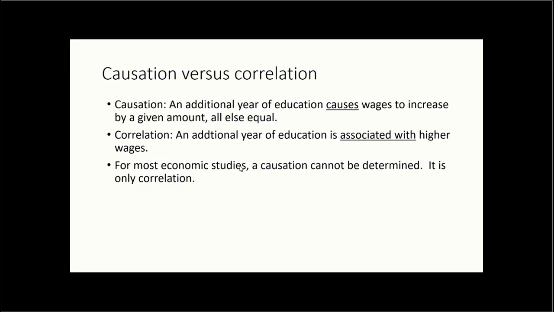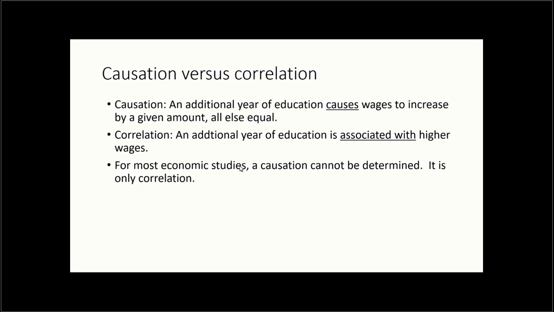Okay, so these were the different types of data that we have. Now let's talk a little bit about causation versus correlation. So here we would have causation if we say an additional year of education causes wages to increase by a given amount, all else equal. Or if we just have a correlation, we can say a weaker statement, which is an additional year of education is associated with higher wages.